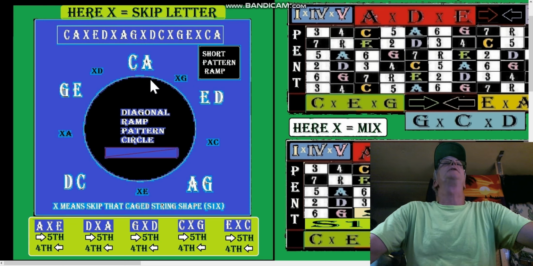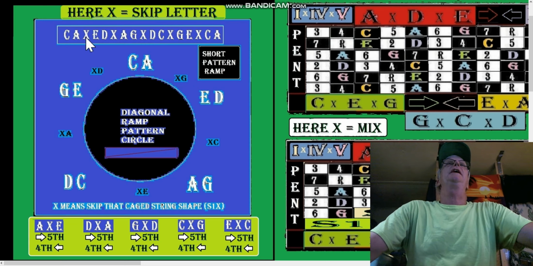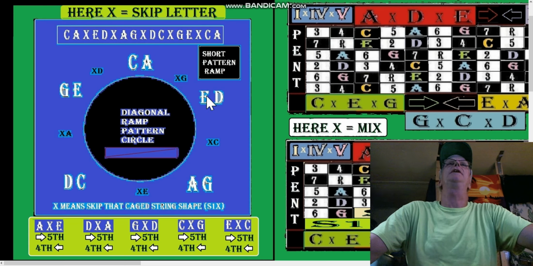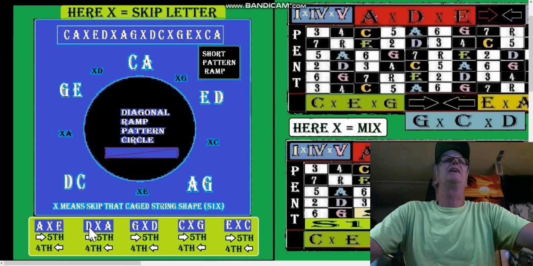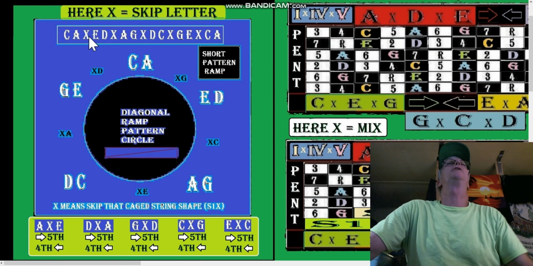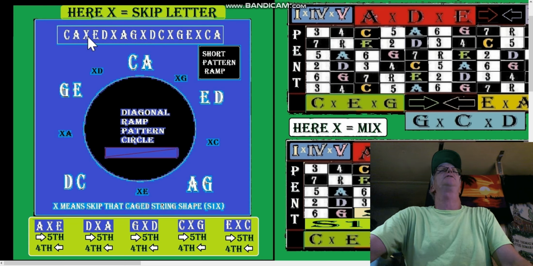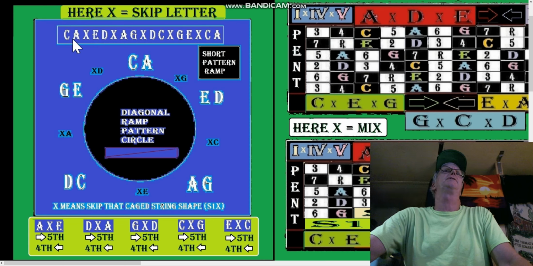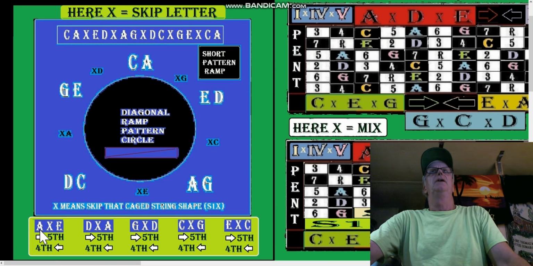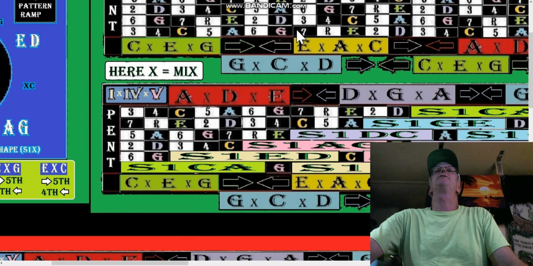Here X means skip a letter. So we start C, A, we've got a double string shape, and then we're going to skip G and go to E. Watch what happens over here with C and A. So the crux of what's going on here is C to A, skip the G and go to E. So A, skip G to E. You've got E is the 5th of A, and A is the 4th of E. So that's what's happening in this ramp.